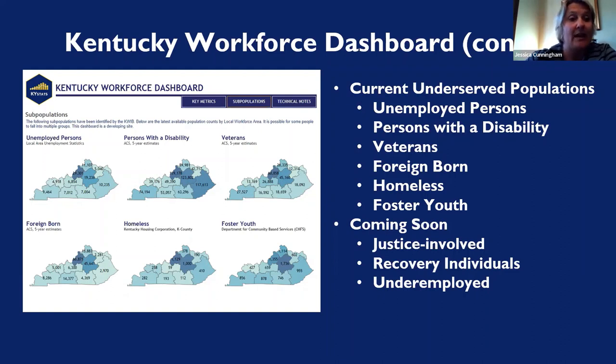Some of these drilled down subpopulations that we identified in our state that we wanted to be able to see were unemployed persons, persons with a disability, veterans, foreign-born, homeless, and foster youth. We also want to be able to drill down to justice involvement, which we can in an adult right now, but we're working on the juvenile justice piece, recovery individuals, and the underemployed. Next slide, please.